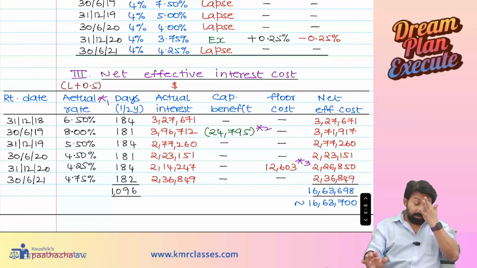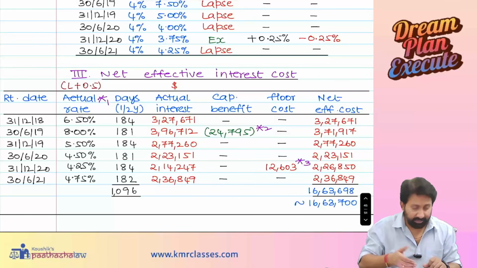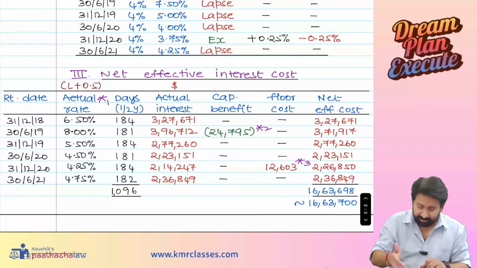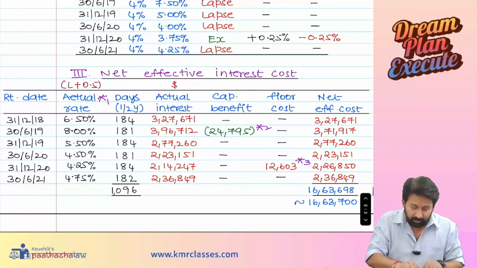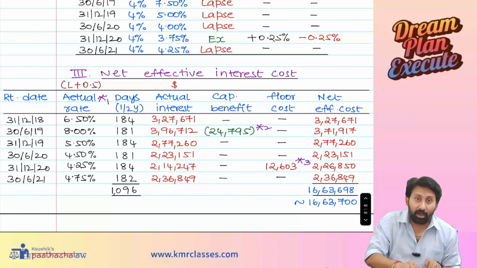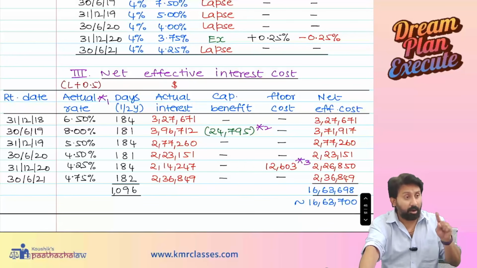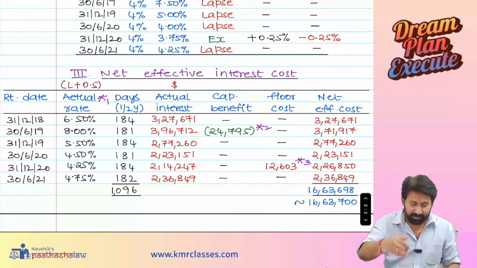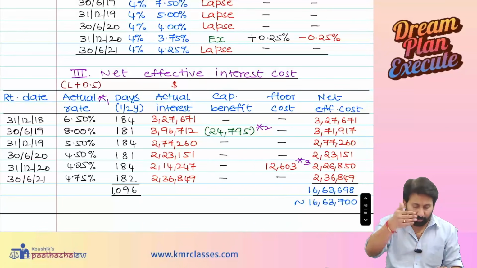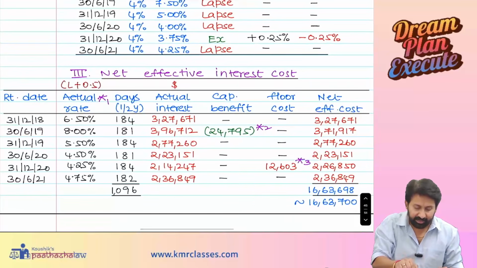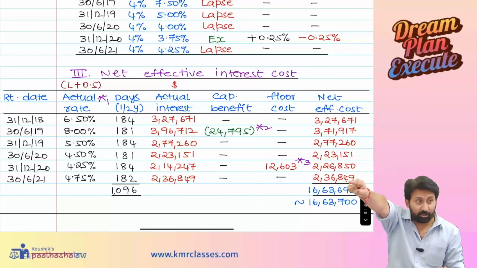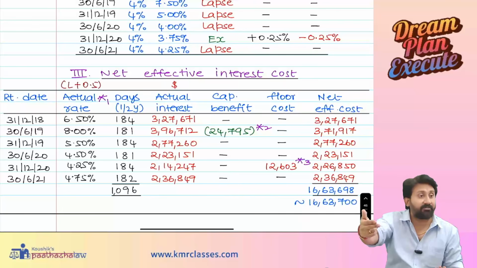See here. There are 6 reset dates. There are actual rates. Days are also given. This is the reset date on 31/12, which we will be counting from 6 months before. Okay, means from July 1st to 31st December, this is the rate. This rate will be fixed on 1st July itself, but actual payment will be made after 6 months.